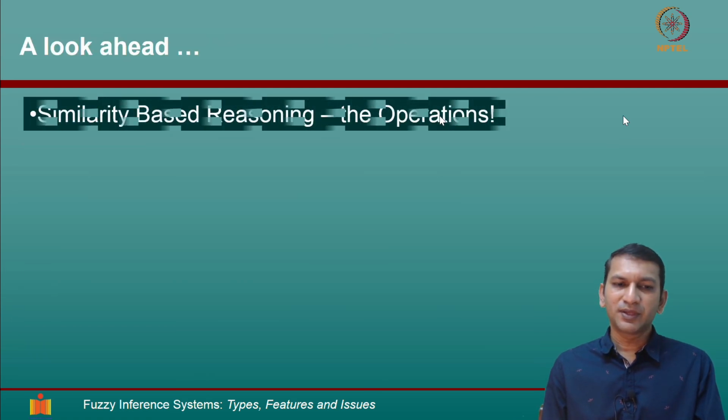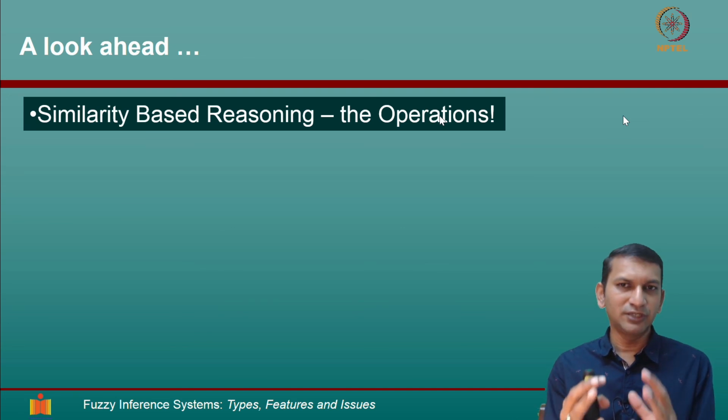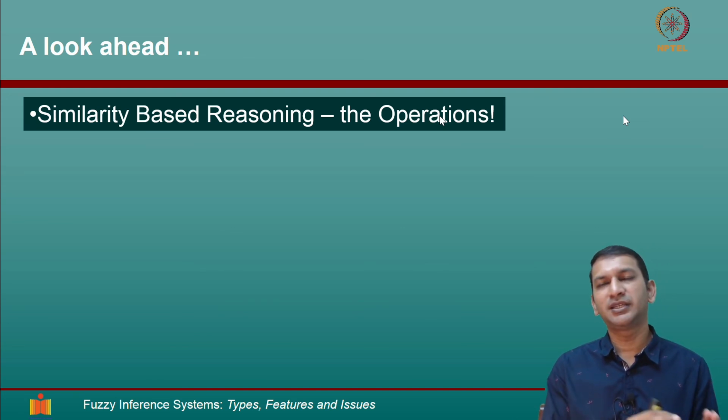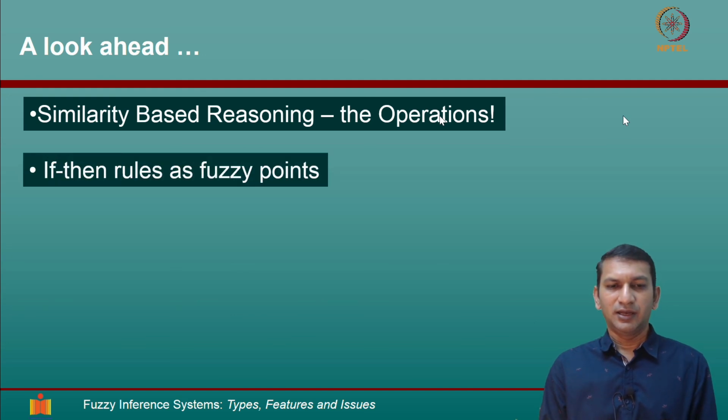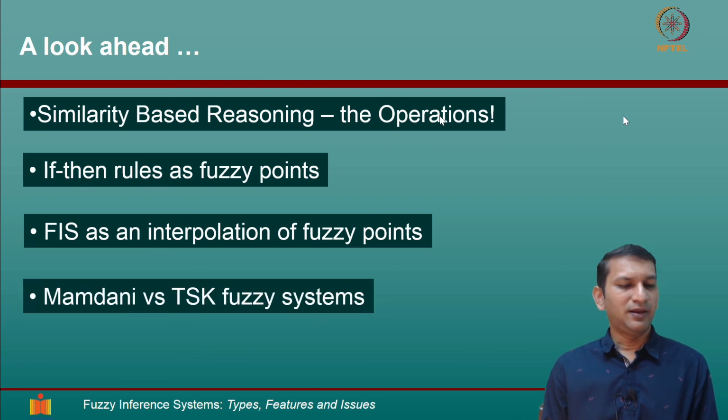What's coming up? We will discuss the operations involved in similarity based reasoning, give it a general and formal framework, just as how we did for fuzzy relational inference. Interestingly, you will look at if-then rules as what are called fuzzy points, pairs of fuzzy points. And once you see it like this, you could look at FIS, fuzzy inference system, itself as an interpolation of these fuzzy points. And of course, we look at Mamdani and TSK fuzzy systems in a little depth.